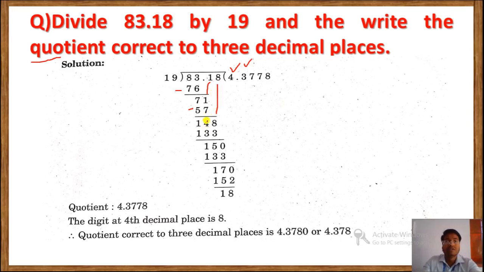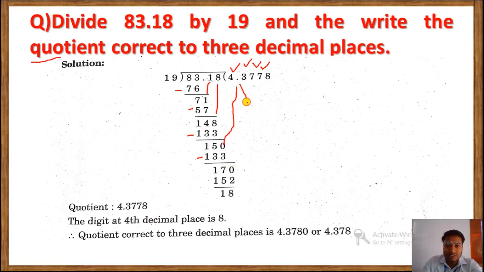Now it became 148. Now it will go 7 times. When we multiply 19 by 7, we will get 133. Now subtract: 8 minus 3, 5; 4 minus 3, 1; and 1 minus 1, 0, or cancel. Now here you can see we don't have any numbers, so using this decimal point we will take 0 here. Now it became 150. Again it will go 7 times. When we multiply we will get 133. Again subtract, and we will get 17.